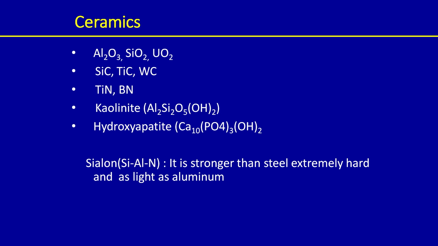Many of the cutting blades are made of silicon carbide, right. By the way, diamond is also considered a ceramic because it has a very high melting temperature, although it is made of pure carbon. Then you have titanium nitride, boron nitride, even clay like kaolinite, and materials present in bone, hydroxyapatite; they are all part of ceramics. Another important ceramic is sialon, which is made of silicon, aluminum, oxygen and nitrogen. You can see that it is stronger than steel and extremely hard, but very light because it has aluminum and nitrogen, and silicon is also not very dense. That is why this kind of ceramic can be widely used for various applications.